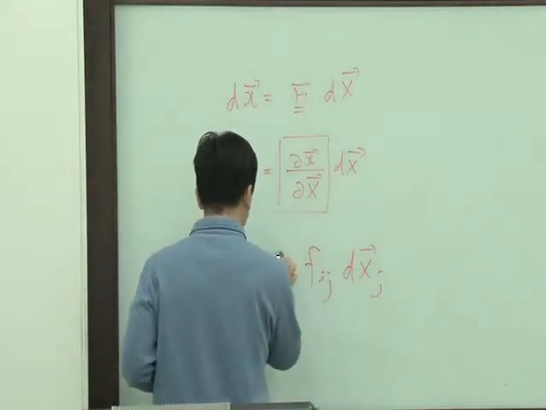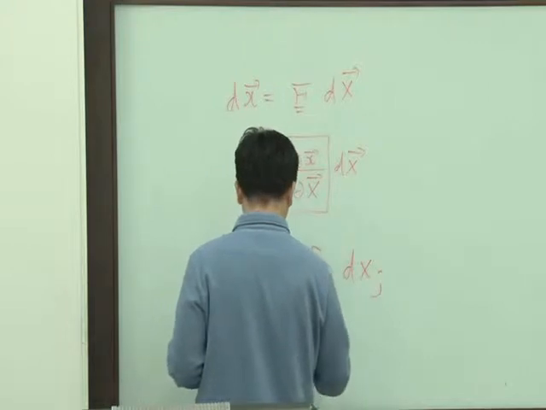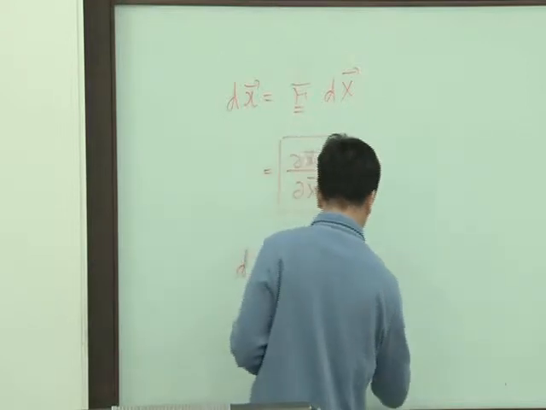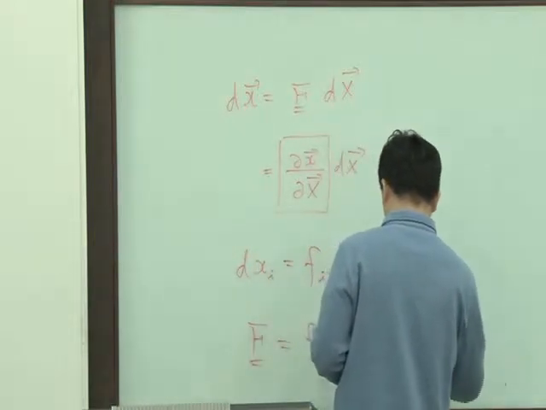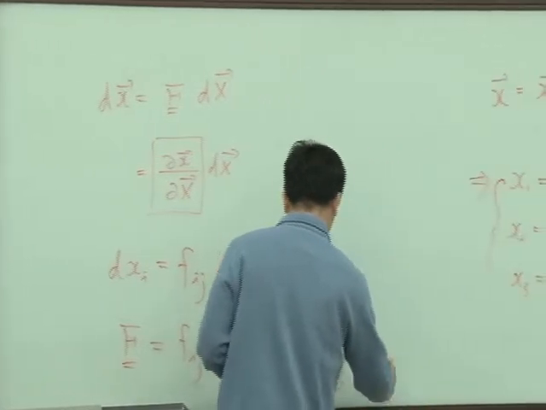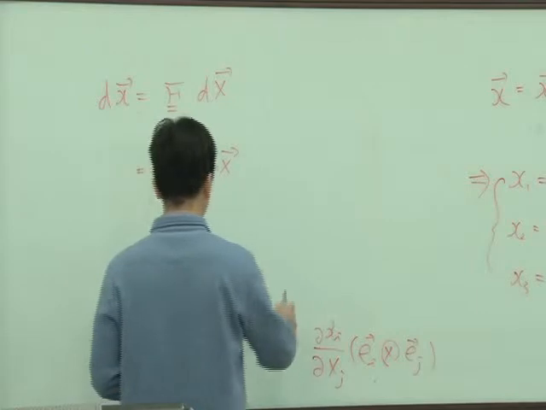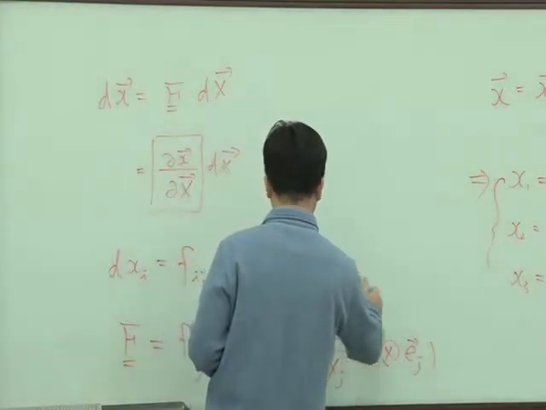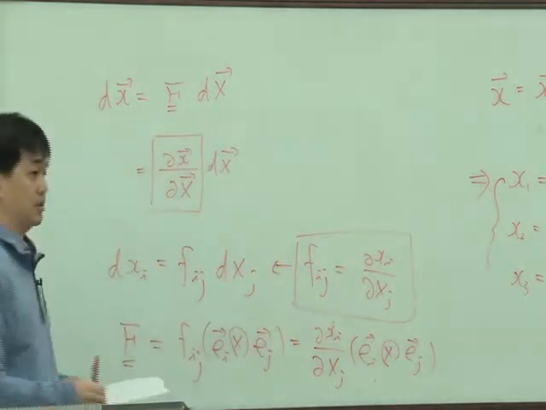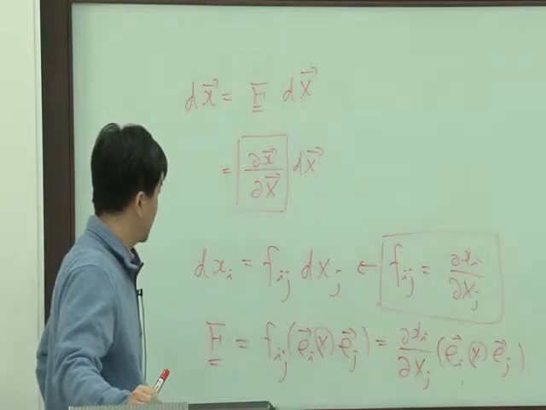Oh, sorry, we don't need to have an arrow here. And F equals F_ij e_i multiply e_j, which equals dx_i over dX_j e_i e_j, something like that. So here F_ij equals dx_i over dX_j. You can write down the same equation with a tensor. People like to use this equation.